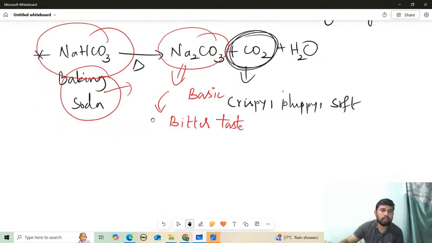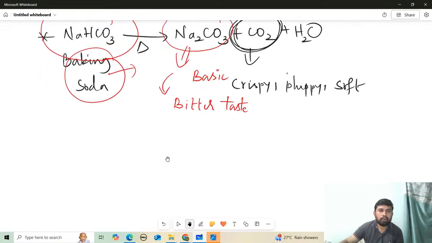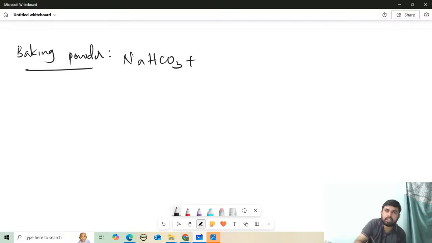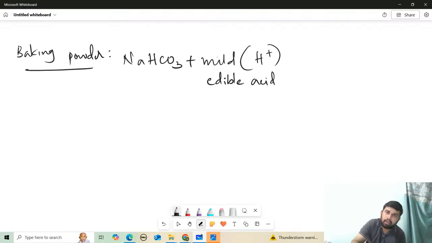So instead of baking soda, suppose I am going to use baking powder. First let me explain the meaning of baking powder. Baking powder is a mixture of sodium hydrogen carbonate plus an edible acid. Remember, an acid is something that produces H+ ions.